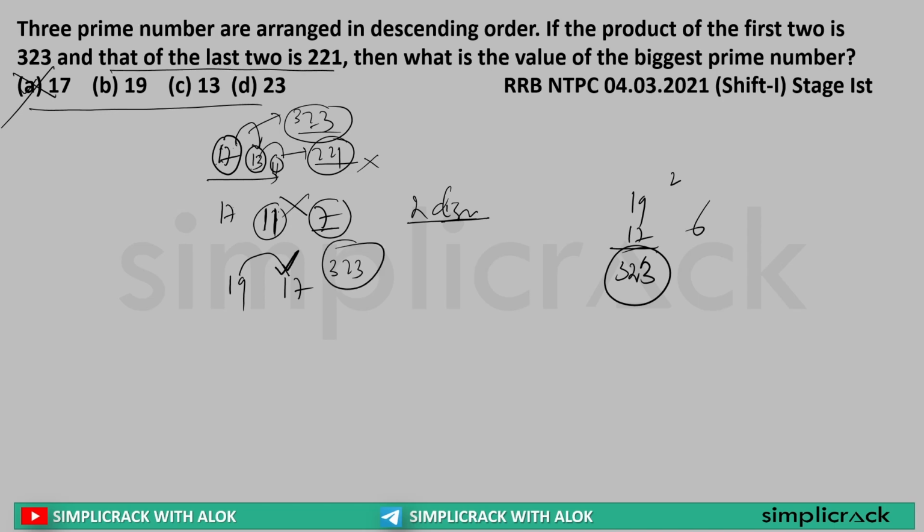Now that of last two. So 17 multiplied by something should be what? 221. So 17 multiplied by 13 is 221. Okay. So the pair will be what? 19, 17 and 13. Now these are in what? Descending order. 19 into 17, 323. 17 into 13, 221. So the right answer is option B. You can go through the options directly, but understand the logic first.